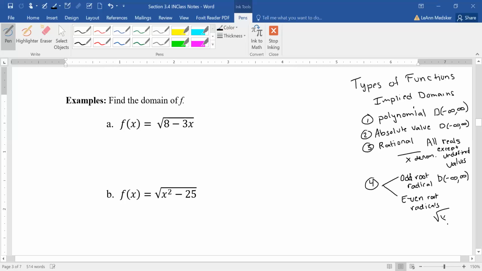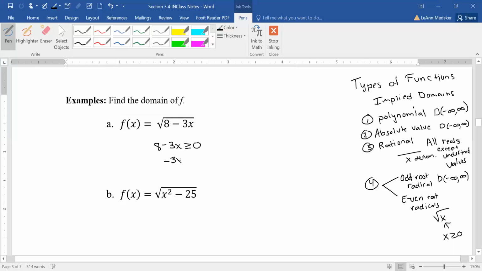So if you have square root of x, remember we said a minute ago, we have to make sure that stays greater than or equal to 0. So whatever's under your square root or your even root, we have to make sure it stays positive or 0. So that comes to our first case right here. This is an even root radical because it's a square root. So to find the domain, we say the inside of this has to stay greater than or equal to 0.